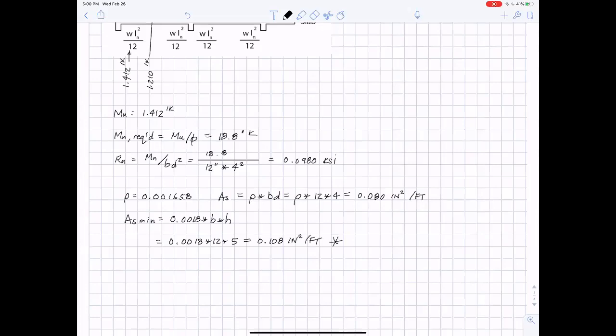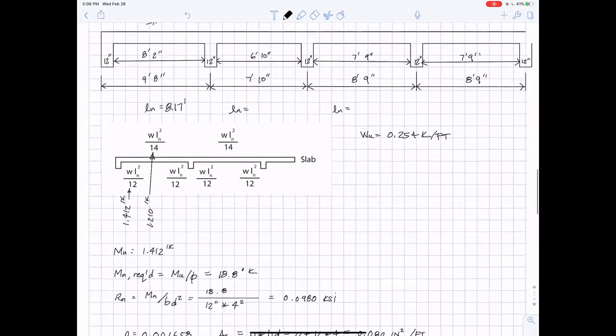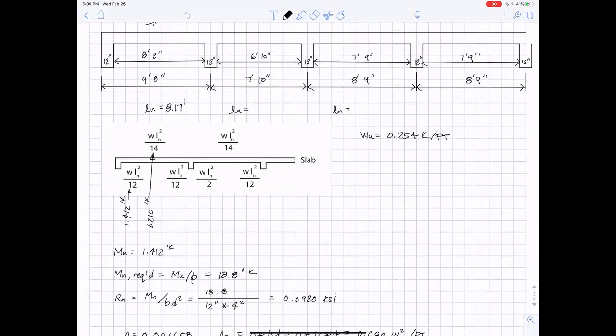So this controls. And on top of that, it was the biggest moment anywhere because that was the biggest clear span, and it is also the largest load. This was for that 100 PSF load. So this means everywhere in our little building, we're going to have minimum steel.